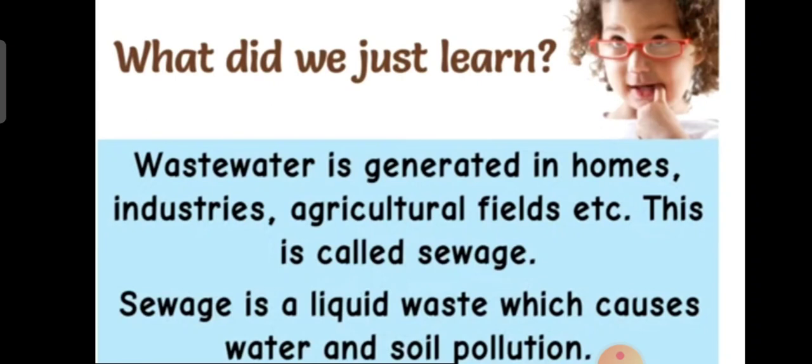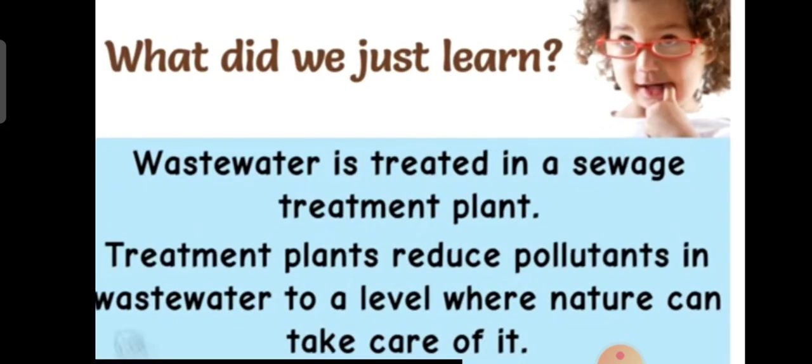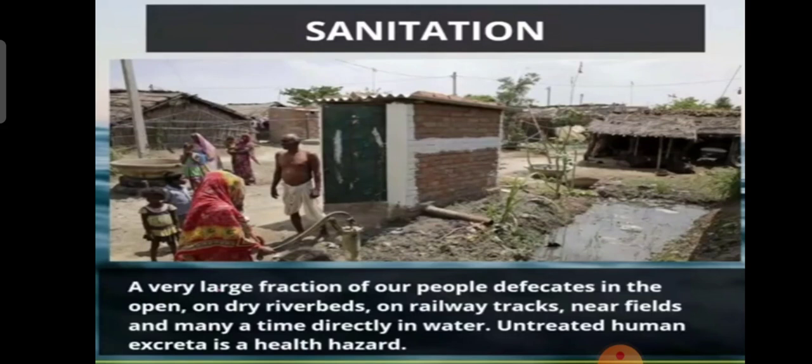So what did we just learn? Wastewater is generated in homes, industries, agricultural fields, etc., which is called sewage. So sewage is a liquid waste which causes water and soil pollution. Then wastewater is treated in a sewage treatment plant. Treatment plants reduce pollutants in wastewater to a level where nature can take care of it. Now this is about wastewater treatment plant.